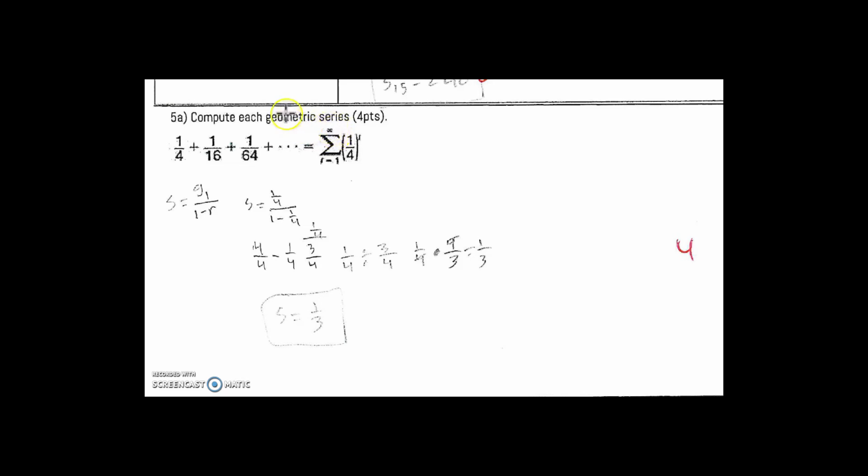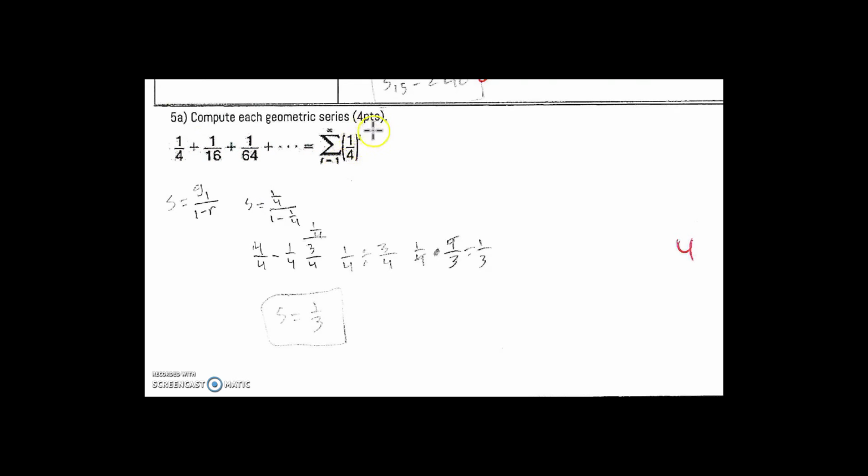So this is an infinite geometric series, and that's to the i power, and the student wrote down the correct formula. S equals, the sum is equal to g1 over 1 minus r. Now, this summation notation is equal to our list here, 1/4 plus 1/16 plus 1 over 64. Let me show you how they got that.